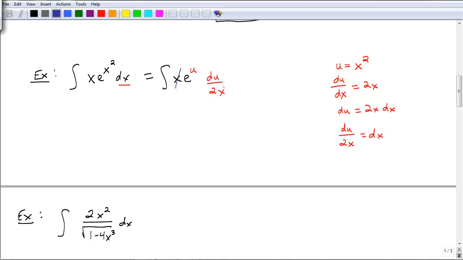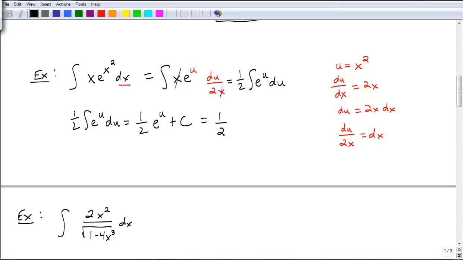And notice the x's cancel. Now that 2 on the bottom is a 1/2 when I factor it out. And I just have 1/2 integral e to the u du. Well, the integral of e to the u is e to the u, so this is 1/2 e to the u plus c. That constant of integration is there because there's no bounds. But I'm all done integrating because the integral sign went away.